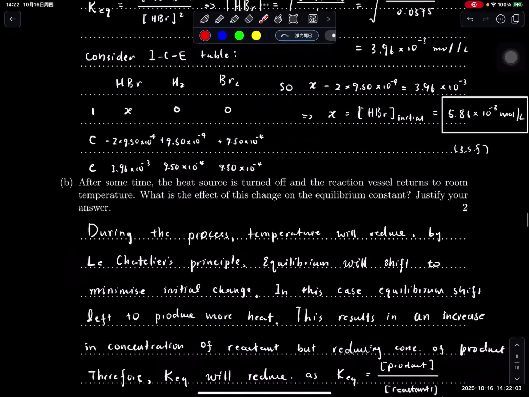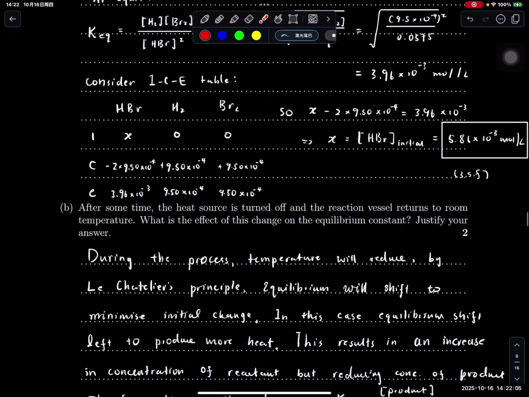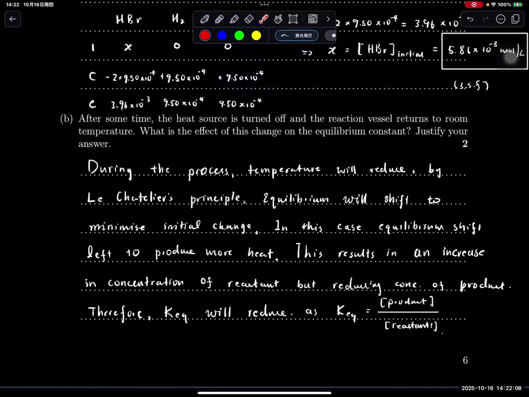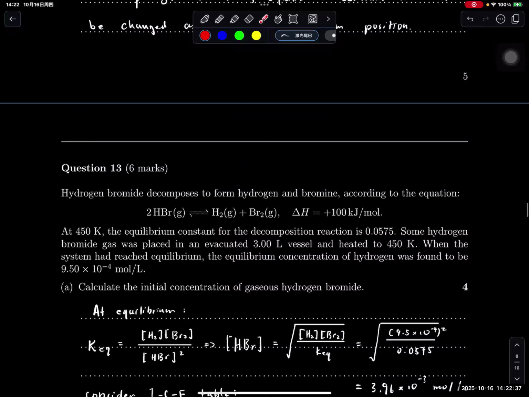Let me know if you have any questions on this question. Part B: after a while, the heat source is turned off, so there's no longer any heat supplied to it. The temperature will reduce. What is the effect of this on the equilibrium constant? Remember that temperature will change the equilibrium constant. So say something like, during the process, the temperature will reduce. Then by Le Chatelier's principle, define it first: equilibrium will shift to minimize the initial change. In this case, the equilibrium shifts to the left to produce more heat, because the reverse direction is exothermic.